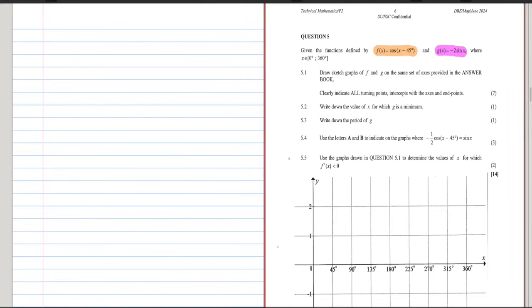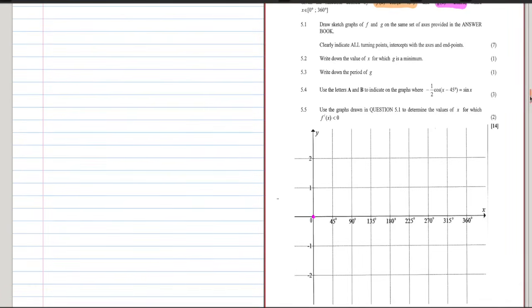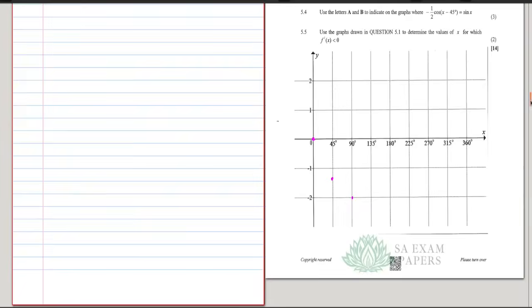So you're just gonna plot now. Let me use purple for g of x. Let's start off by plotting g of x. For 0 degrees, I get 0. And then for 45, I'm getting minus 1.4. So minus 1.4 is around somewhere here. And then 90 degrees gives me minus 2. Remember, we are plotting the purple, the green, the g function.